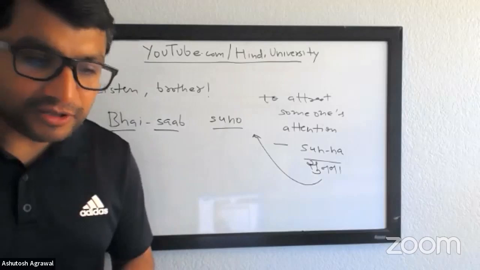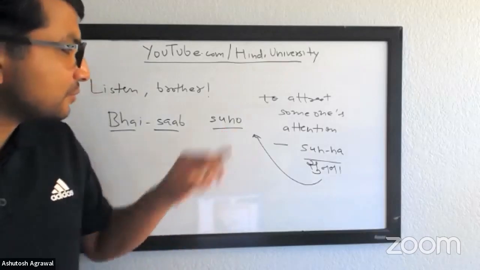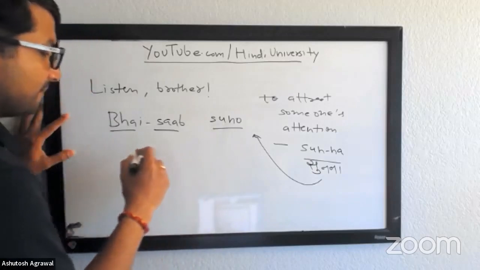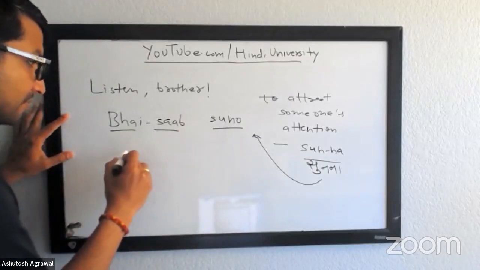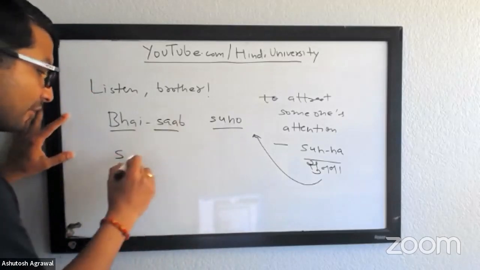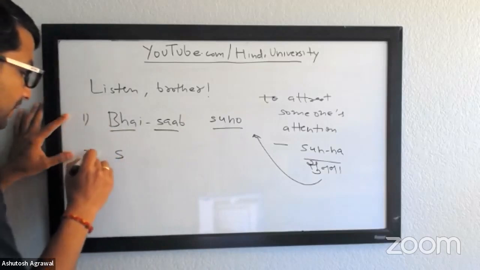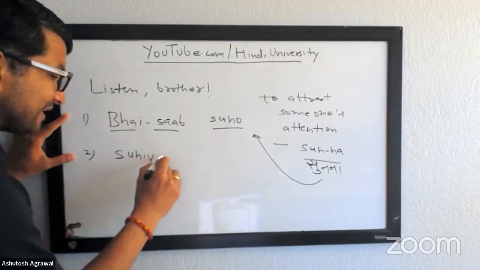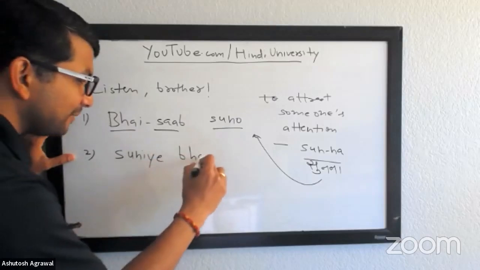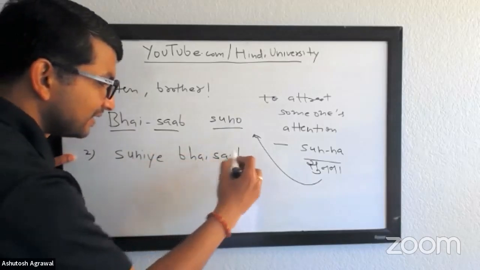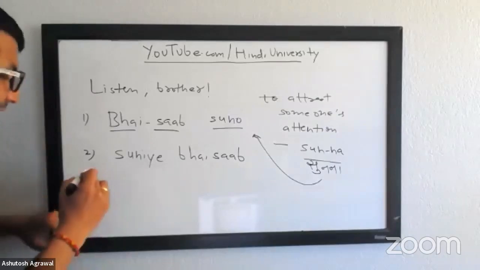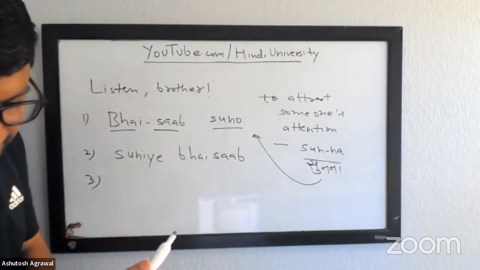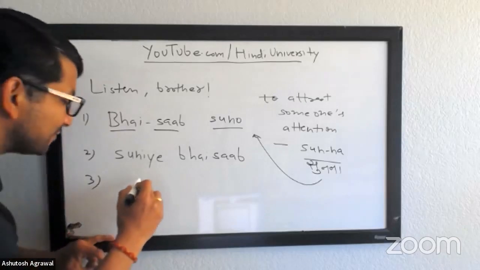What are the other forms or imperatives you can use here? With more respect, Suniye. So you can also change the order. Suniye ji. Suniye bhai sahab. Listen, brother. What else? Sun.